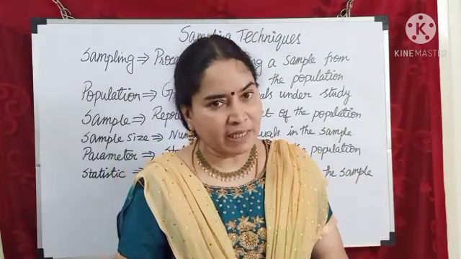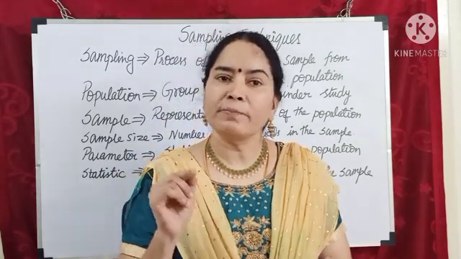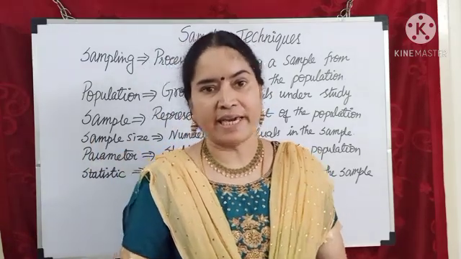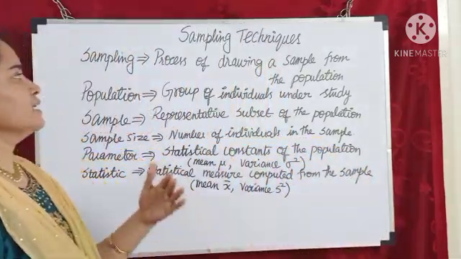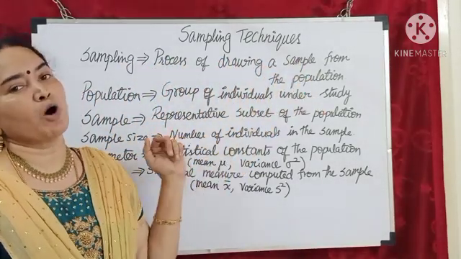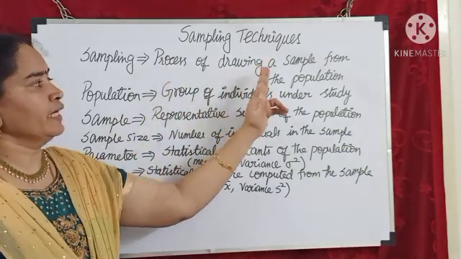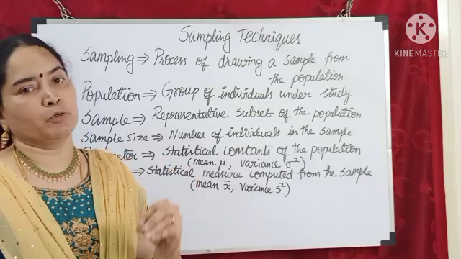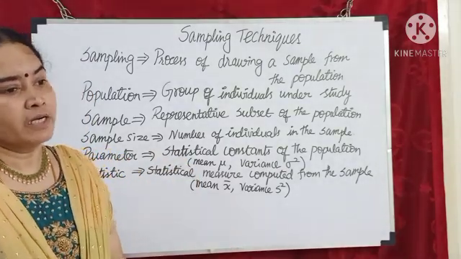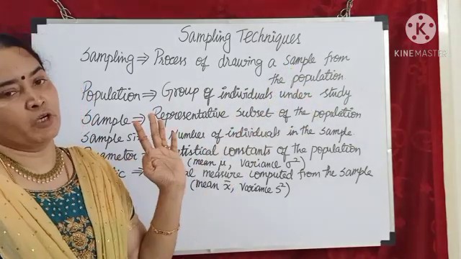Let us be familiar with certain words. The very first thing, what do you mean by sampling? To put it in proper words, we can say sampling is a process of drawing a sample from the population. Sampling is a process of drawing a sample from the population. It's just a process of selecting the sample. Now we are learning two words, sample, population.